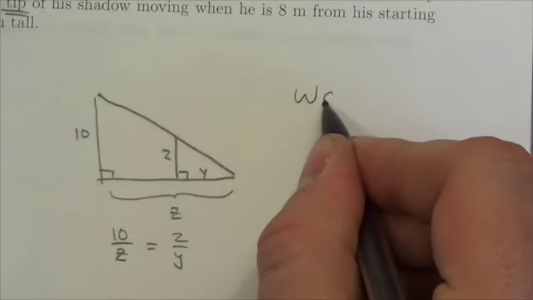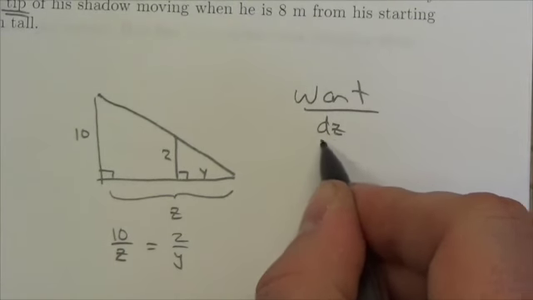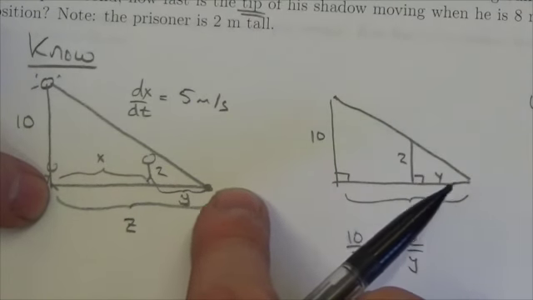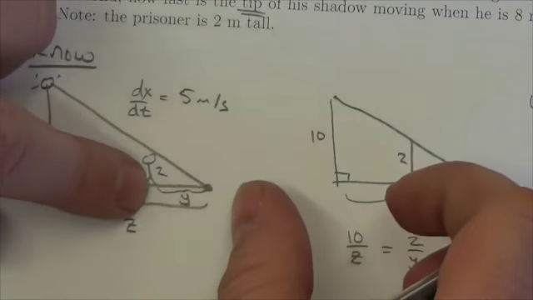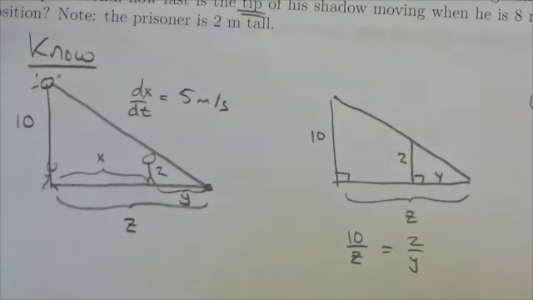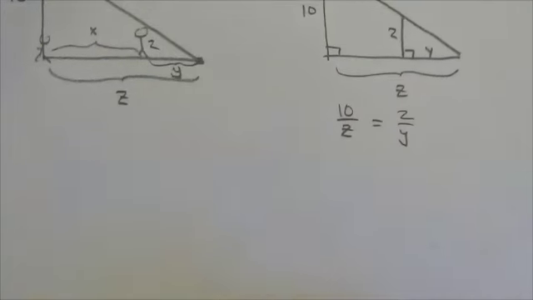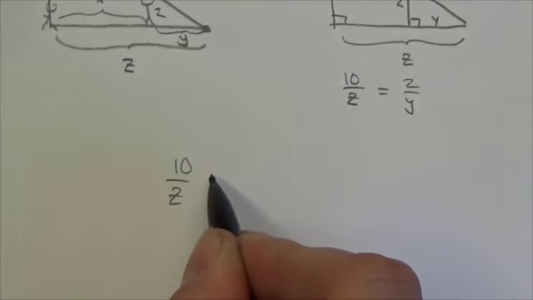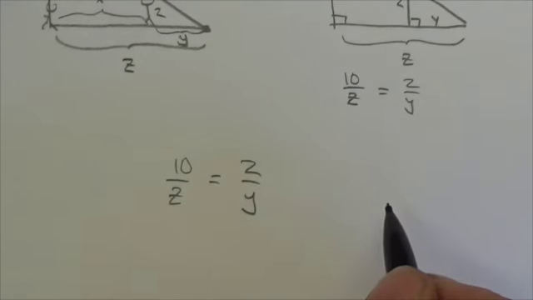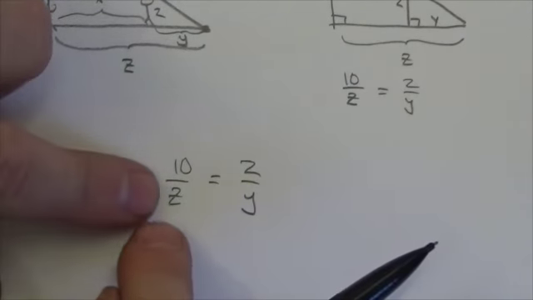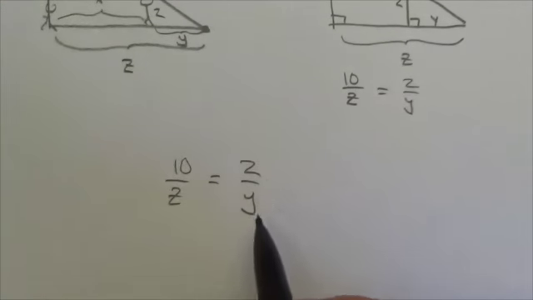Now, let's identify what it is that I want. Well, what I want is dz by dt. dz by dt is representing that distance right there, and as that one changes, that's how fast the tip of his shadow is moving. If I wanted to know how fast his shadow itself was growing, that would be dy by dt. But that's not what this question is asking for. So now I'm going to take this proportion and set it up: 10 over z is going to equal 2 over y. That's awesome, but not entirely useful to me right now because I don't know anything about y. I'm looking for dz by dt, so I'm glad that the z is in this proportion, but I don't actually know anything about y.